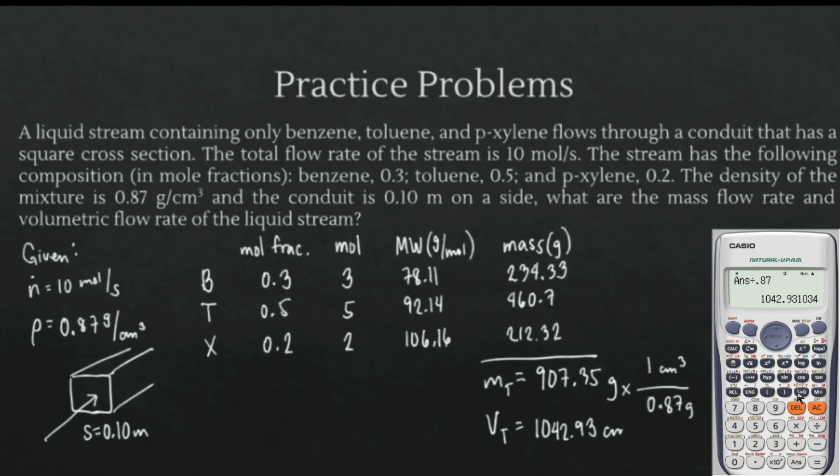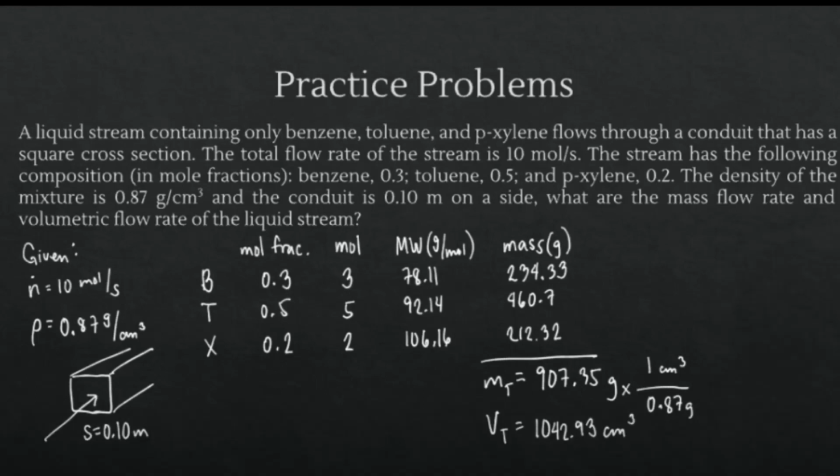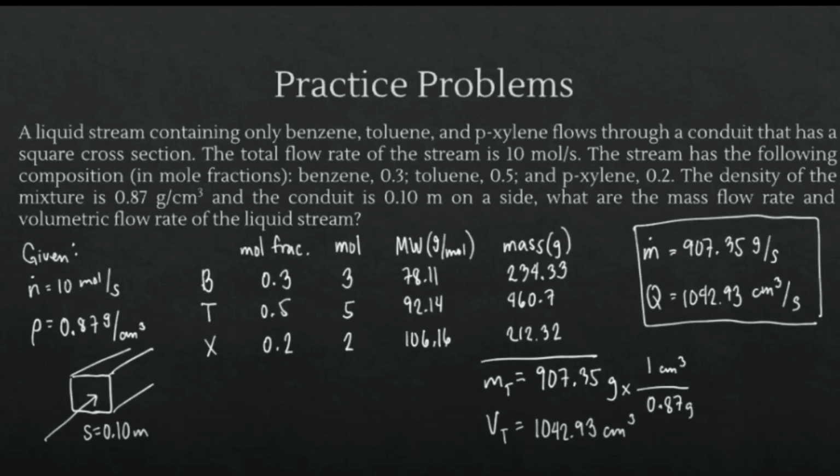1042.93 cubic centimeters. Since our earlier basis is 1 second of the flow, that allowed us to use 10 moles as the total number of moles of the system. We can also use that to finally determine the mass flow rate and volumetric flow rate of the system. We simply say that the mass flow rate of the system is equal to 907.35 grams per second, and our volumetric flow rate is 1042.93 cubic centimeter per second. And that is how we convert a molar flow rate to mass and volumetric flow rates.